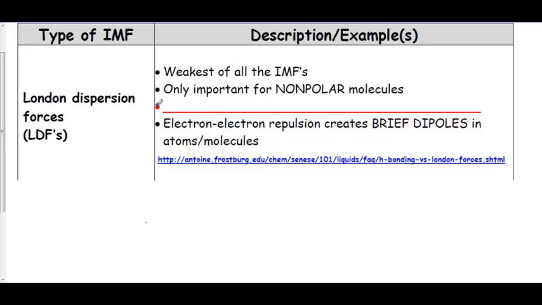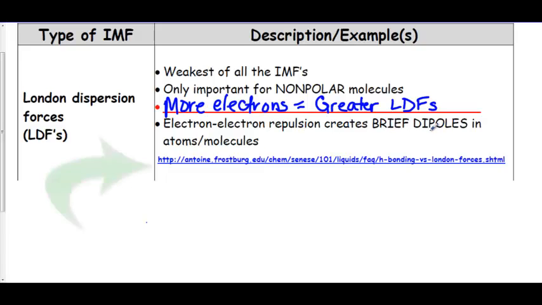And what we want to say is that more electrons will equal greater London dispersion forces, LDFs. All right, so the electron-electron repulsion creates brief dipoles, and dipoles are charges or partial charges on the atoms in the molecule. So again, check out this animation here. Go to this link, and we're going to add some more information.